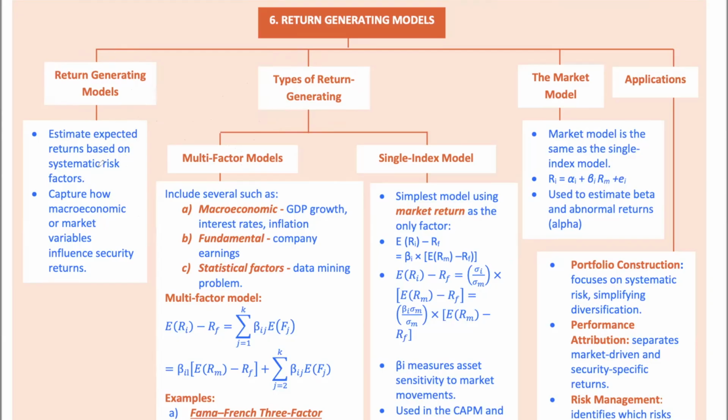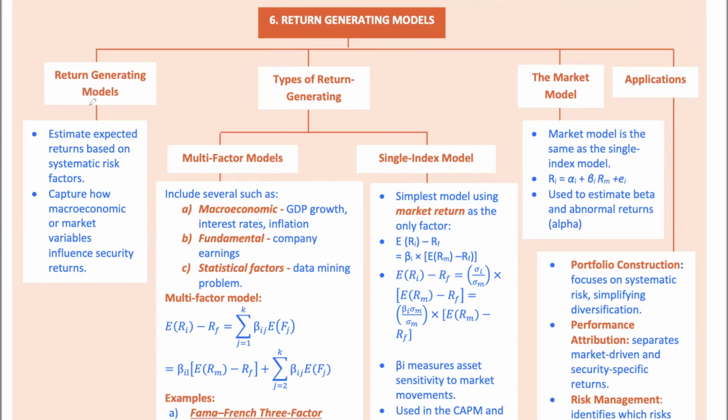A return generating model estimates the expected return of a security given its exposure to one or more factors that drive returns. If systematic risk is the only thing that matters, the model uses that one factor, the market. But if you believe other factors also affect returns, you can build a multi-factor model that includes them too. So basically, the more factors you include, the closer you get to reality. But the messier the math becomes.